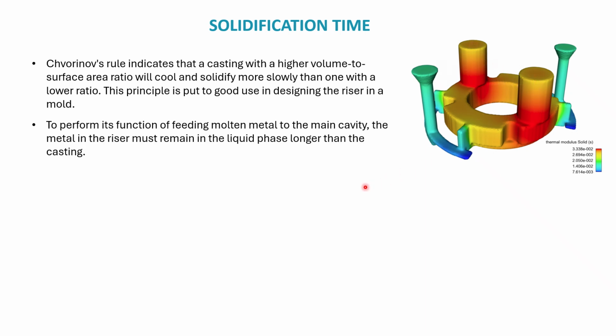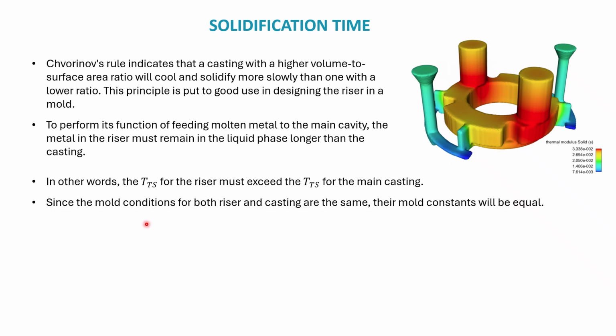To perform its function of feeding the molten metal to the main cavity, the metal in the riser must remain in liquid phase longer than the casting. In other words, the solidification time in the riser should exceed the solidification time of the main casting itself, because the riser is going to feed material to substitute for the shrinkage in the part. Since the mold conditions for both the riser and the casting are the same, their mold constant will be equal.